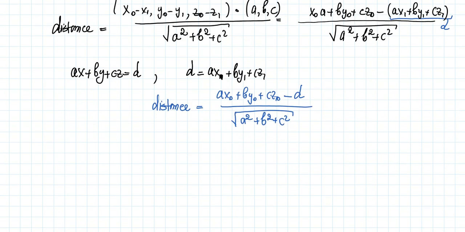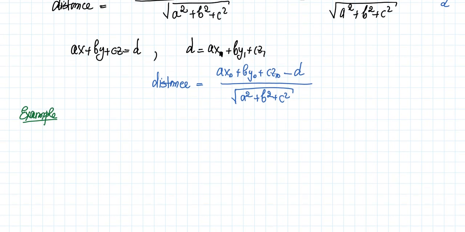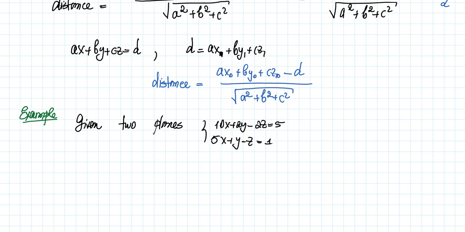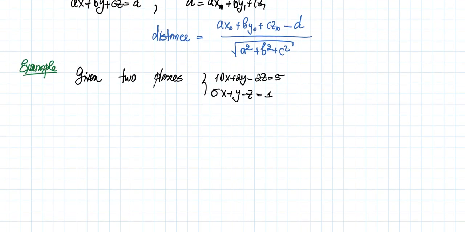Okay, so let's do an example. So let's say we're given two planes, and I would like the distance between them. Okay? So first of all, tell me, what do you understand by when we say the distance between the two planes?